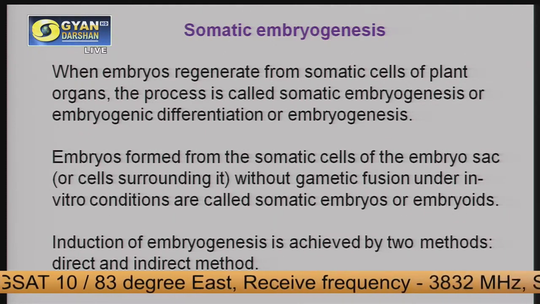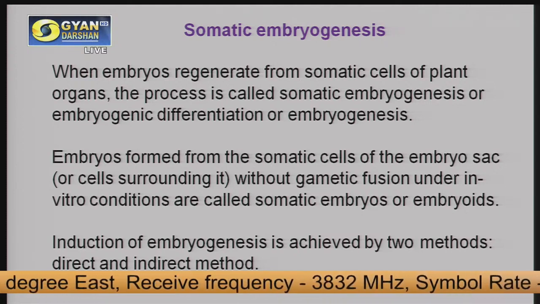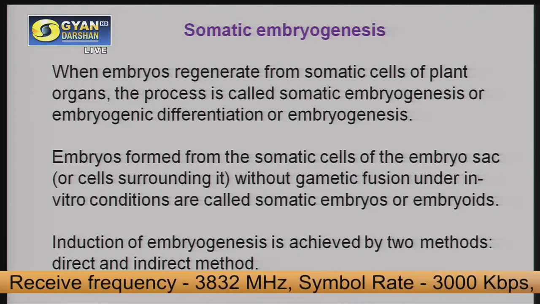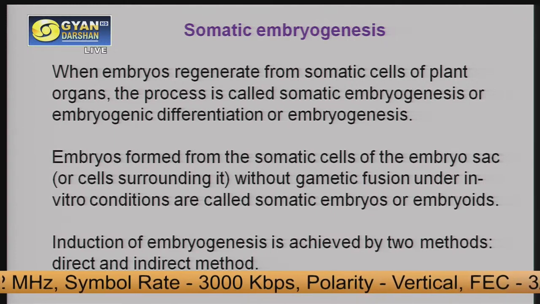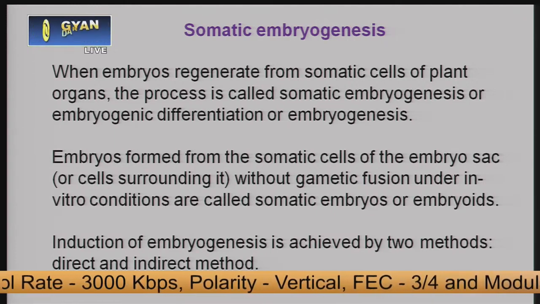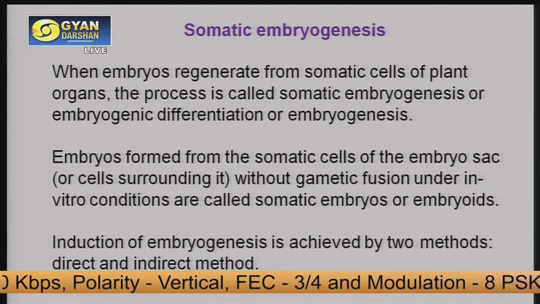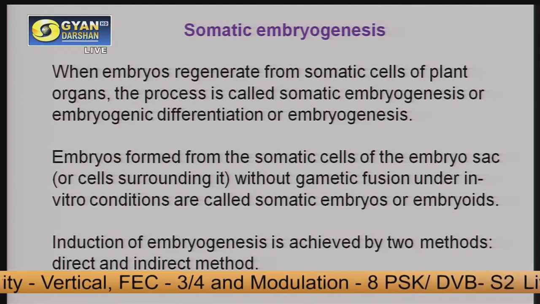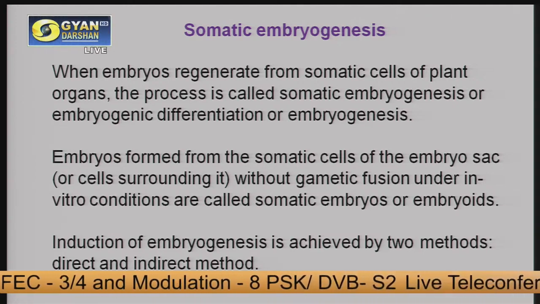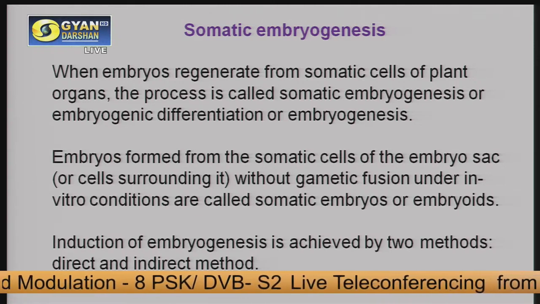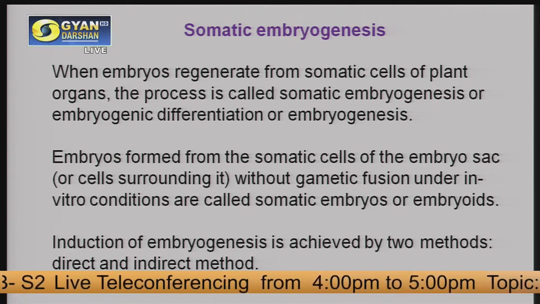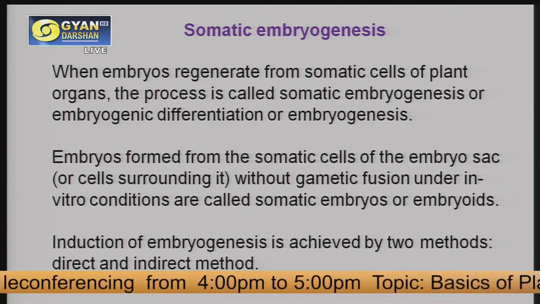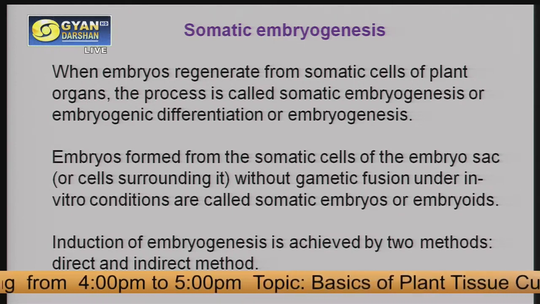Now the next step, which is also very interesting, is somatic embryogenesis. Normally an embryo develops from a zygote. You all know that. The zygote transforms into an embryo. But the beauty in the plant system is that you can develop embryo-like structures, which you call embryoids, from somatic cells, from vegetative cells, and these are called somatic embryos or embryoids.